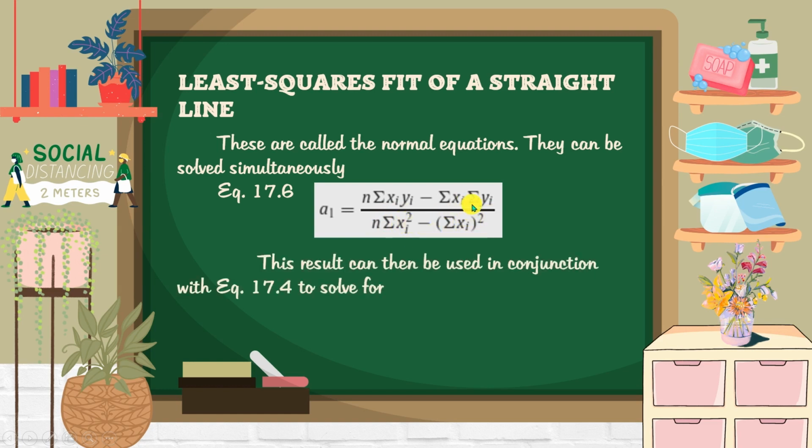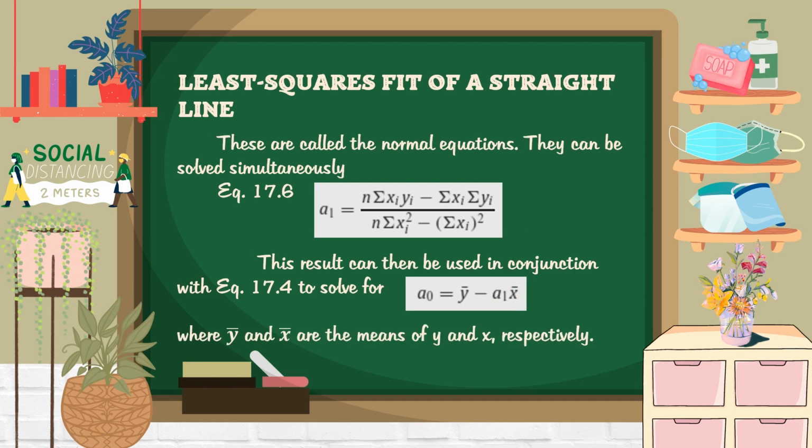This result can be used in conjunction with equation 17.4 to solve a sub 0, which is equal to the arithmetic mean of y minus a sub 1 times the arithmetic mean of x. So, bar y and bar x are the means of x and y respectively. In order to clearly understand the least square fit of a straight line, we will have an example.